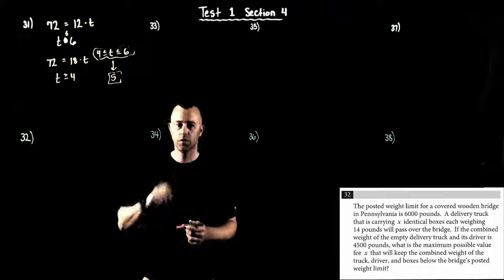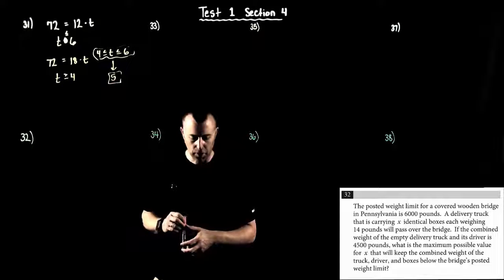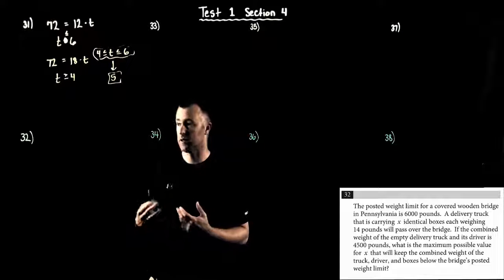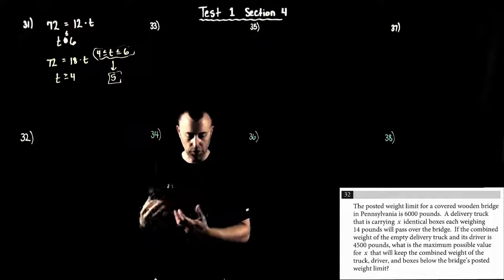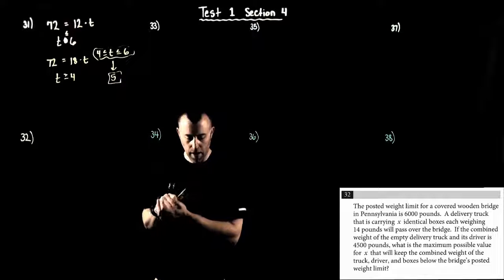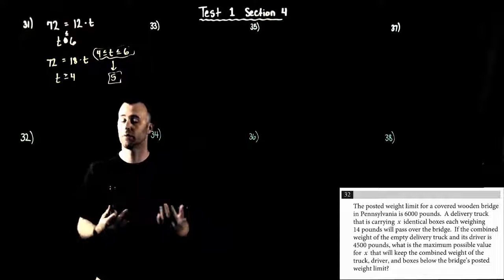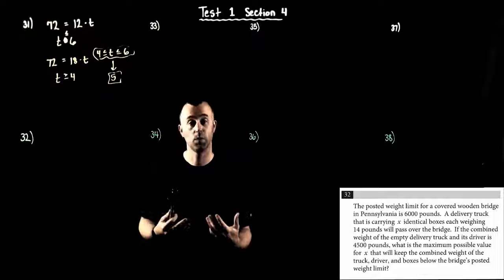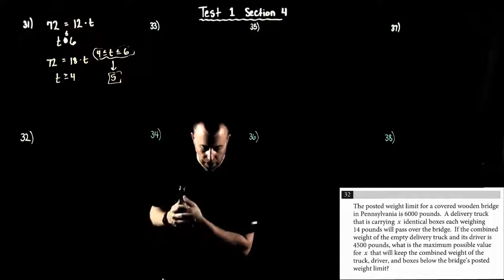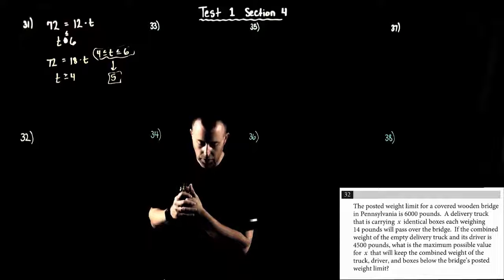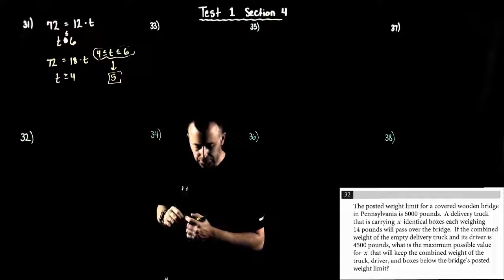Now number 32, they're giving you a posted weight limit for a covered wooden bridge in Pennsylvania, 6,000 pounds. So they're telling you how much you can hold. And then they're telling you we have this truck. Now this truck is carrying x identical boxes each. Now that word each, just so you know, is a rate. When you see the word each, that means you're probably going to be multiplying by something, because that's what you do with your rates. So we have x boxes each weighing 14 pounds. So I'm thinking 14x will probably show up in my equation. You'll see it in a minute.